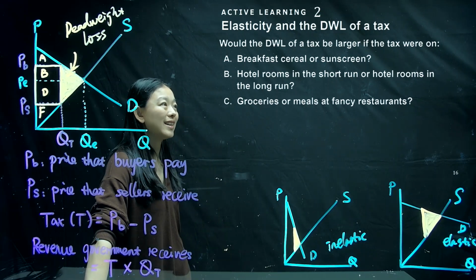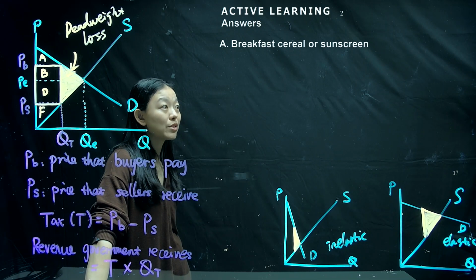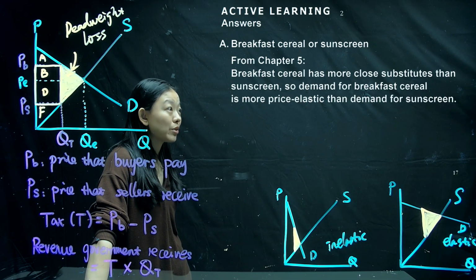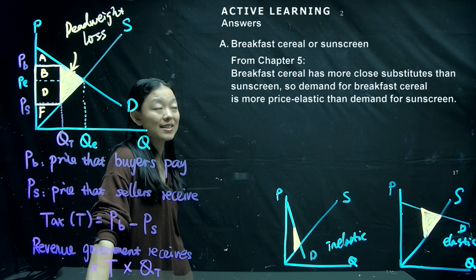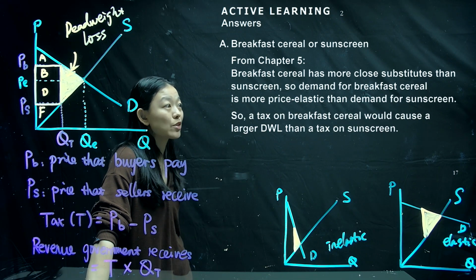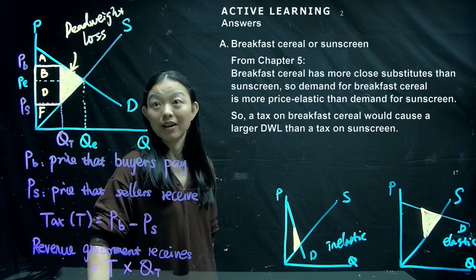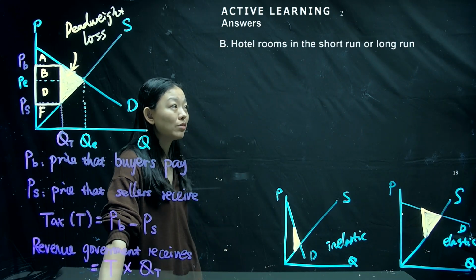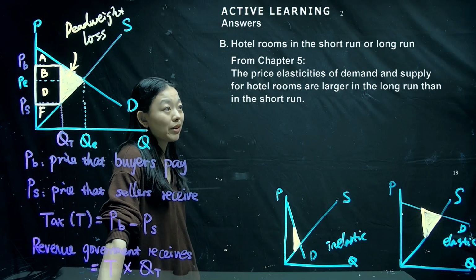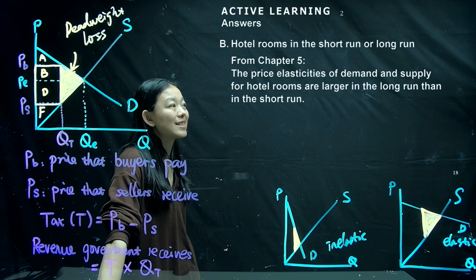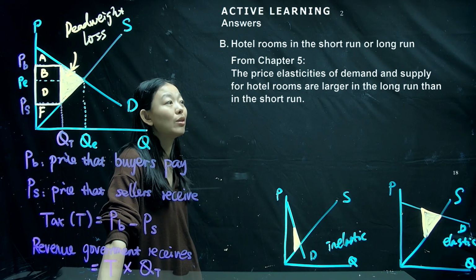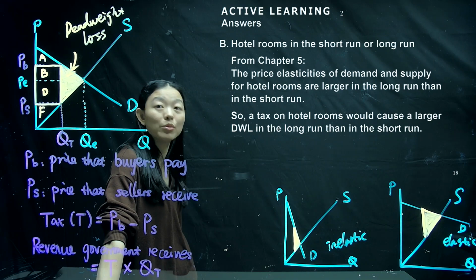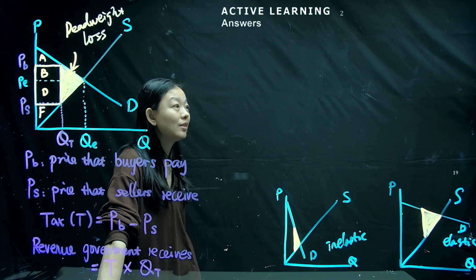All right, now let's see the answers one by one. Breakfast cereal and sunscreen, as I just analyzed, okay? Breakfast cereal is more price elastic. Therefore, a tax on breakfast cereal will cause a larger deadweight loss than sunscreen. Second one, hotel in the long run or in the short run. Similar to what I just analyzed, okay? Price elasticity of demand or supply for hotels is larger in the long run rather than in the short run. Therefore, the long run will result in larger deadweight loss.